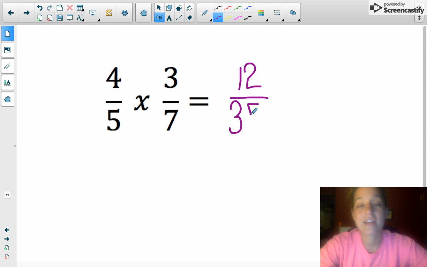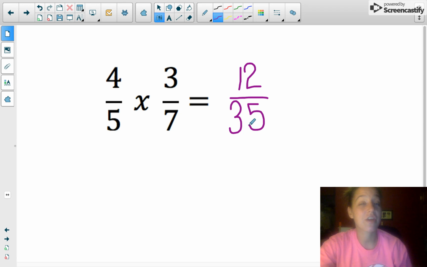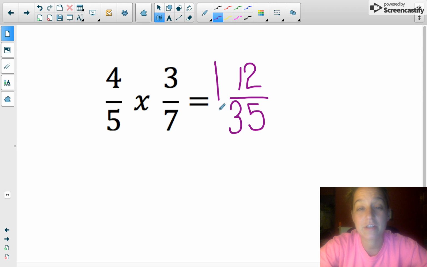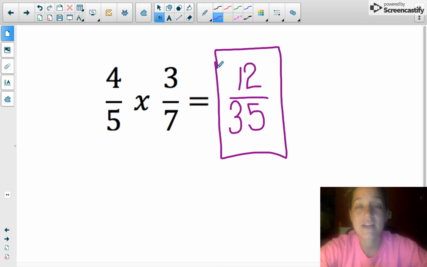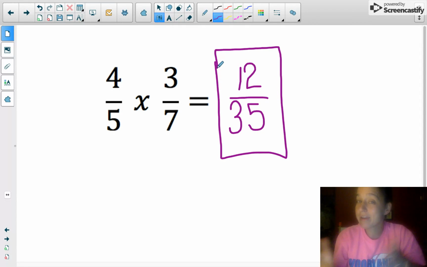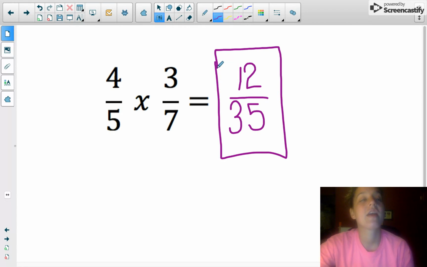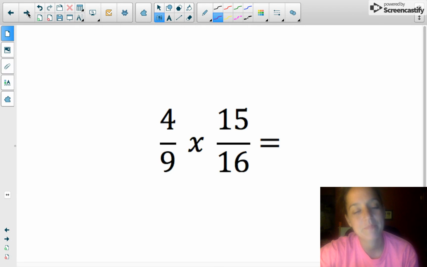Now, there's nothing I can simplify before, and there's still nothing I can simplify at the end. And so 12/35 is my answer. Multiplying fractions, the whole thing, multiply across. That's all you're doing. Except when we can simplify, like this next problem.